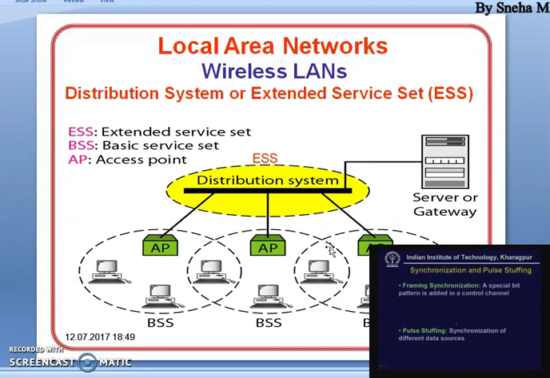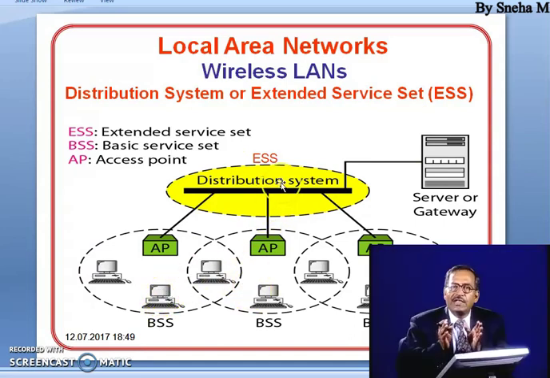The next type is the extended service set. So an extended service set is nothing but a collection of BSSs, that is basic service sets, which are connected through a distribution system. This distribution system can be any standard IEEE LAN like Ethernet. So this distribution system connects all access points together so that one BSS can talk to the other BSS. Here in the diagram you can see access points, stations, and then the distribution system.